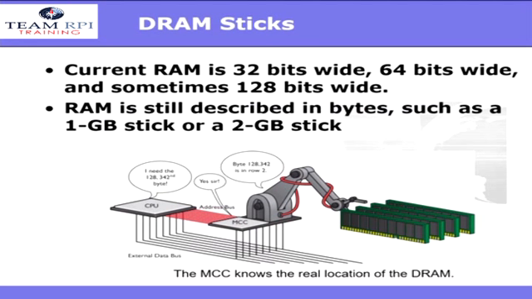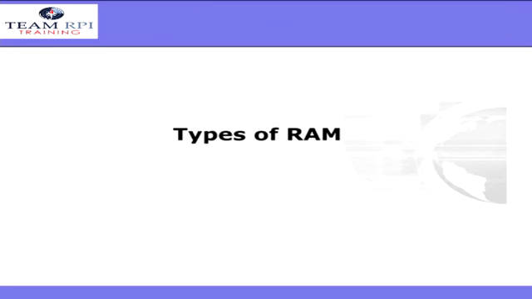Most modern RAM or current RAM is 32 bits wide, 64 bits wide, and sometimes 128 bits wide. RAM is still described in bytes such as 1 gig sticks or 2 gig sticks. You'll have several different types of RAM to choose from.